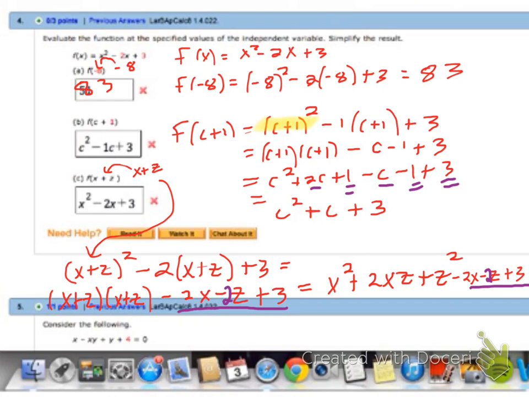I did highlight, the underlined parts in purple there are the non-FOILed part, the things that I did not distribute. But I just want you to see the end result. I'll show you the FOIL part. This FOILed chunk here is equivalent to that chunk right there. But you can't combine anything. So that whole thing would go into part C, and that would be your answer.